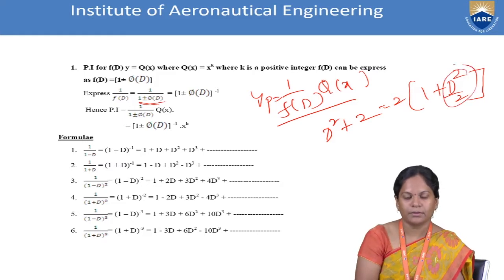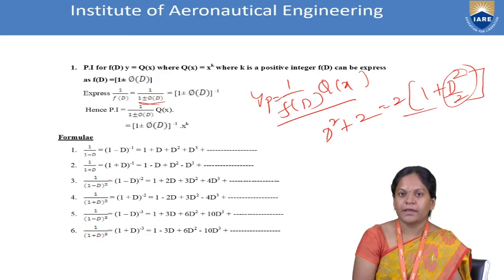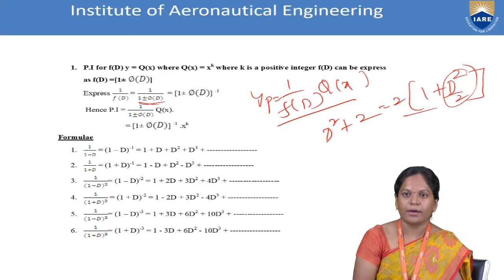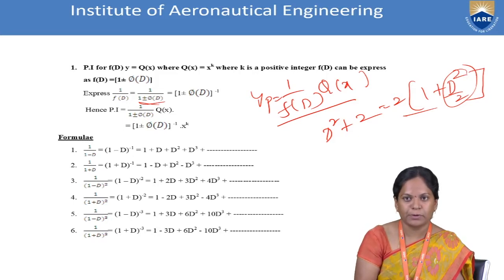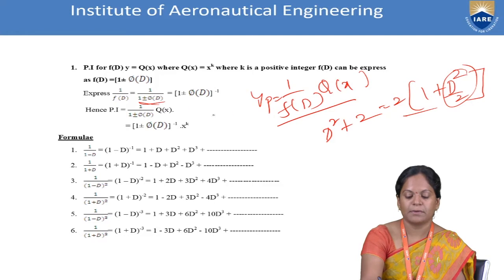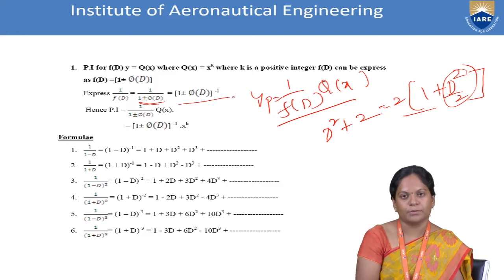D squared by 2. So whatever f of d and whatever the order of the polynomial, take the least term common. The least term here is 2 in this example. Take 2 common, then I have 1 plus d squared by 2. This is of the form 1 plus phi of d. Whatever is in the denominator, take it into the numerator, and we will get 1 plus or minus phi of d whole inverse.